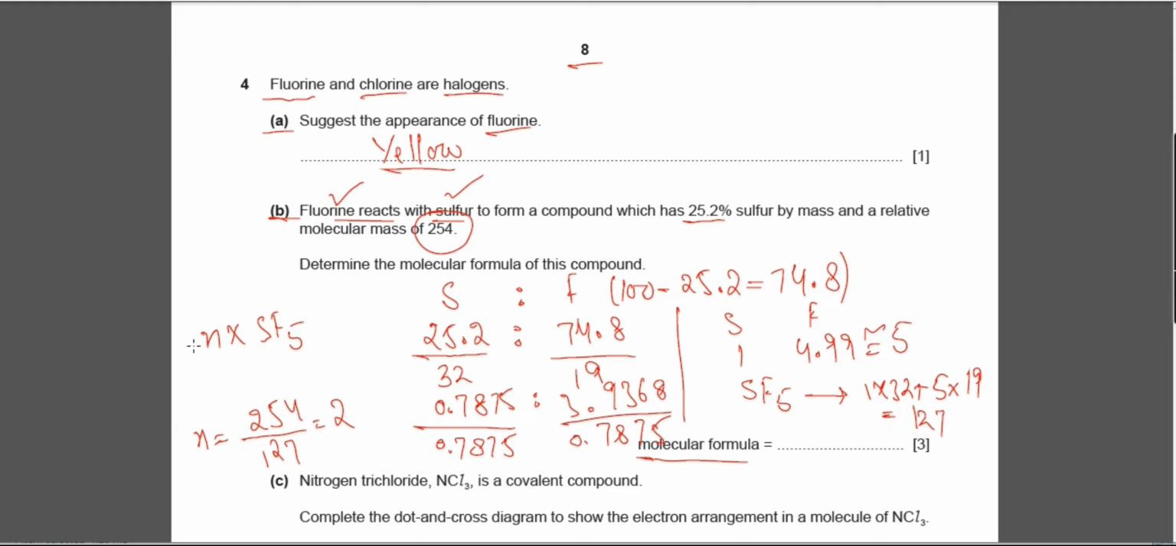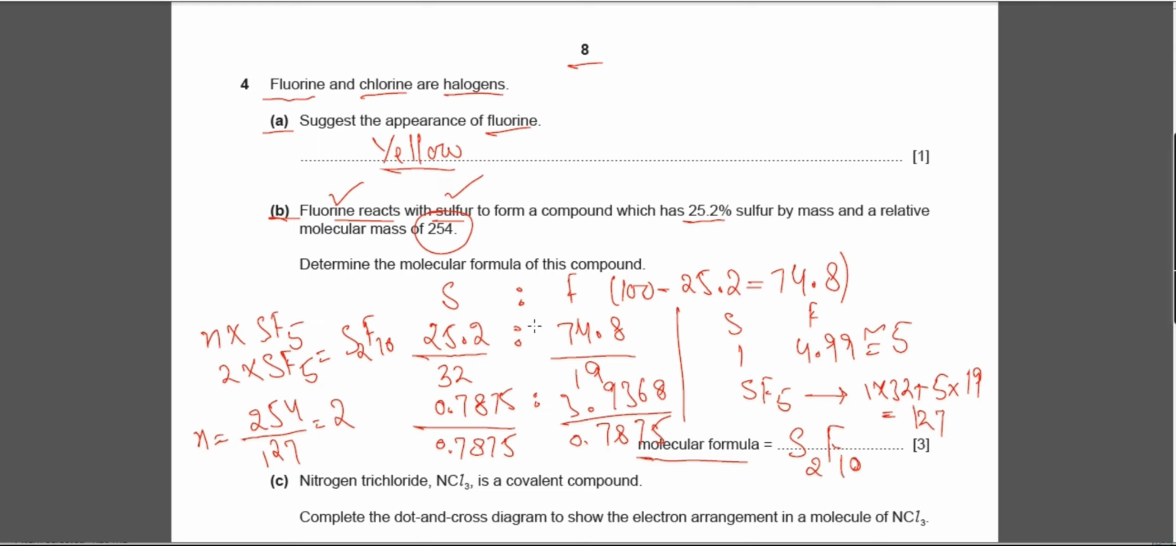So as I said, to find the molecular formula, just multiply the empirical formula SF5 by n, which we got as 2. The final formula has 2 sulfur atoms and 10 fluorine atoms. So we write S2F10. This should be the molecular formula.